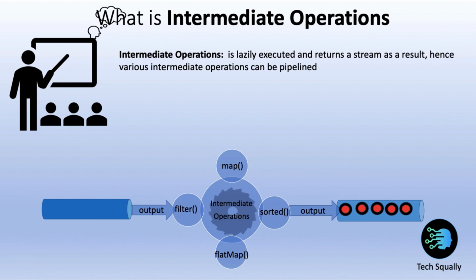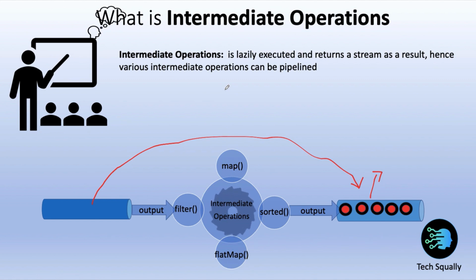So if we see the definition, it is lazily executed and returns a stream as a result. Hence the various intermediate operations can be pipelined. So when we apply an intermediate operation on a stream, it produces another stream, and on this resulting stream again we can apply intermediate operations, and this way we can pipeline intermediate operations. And why is it called lazily executed? Because it is not executed until we apply a terminal operation on a stream.